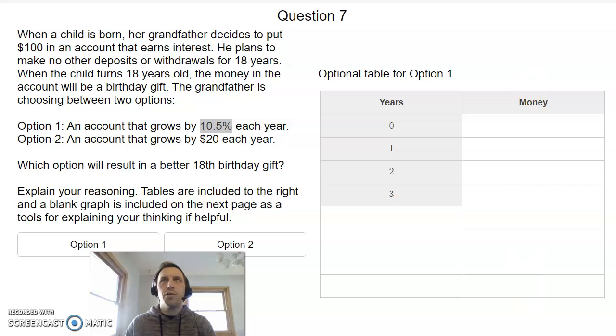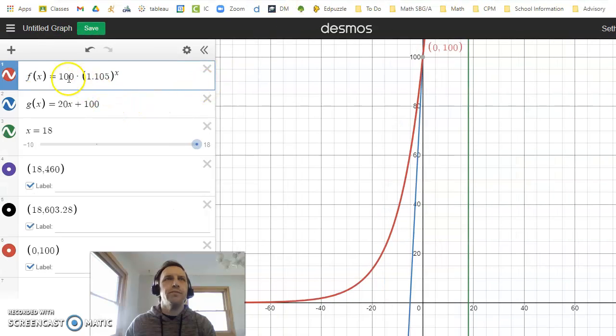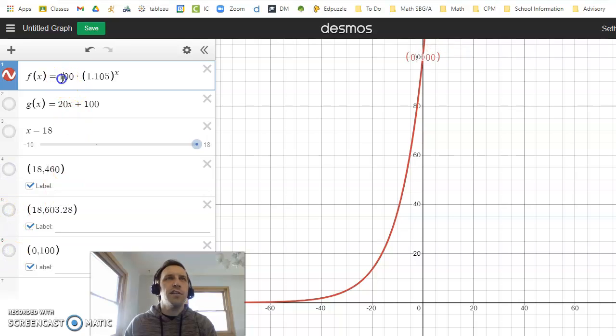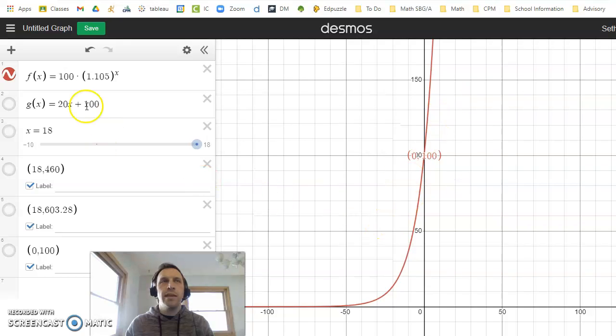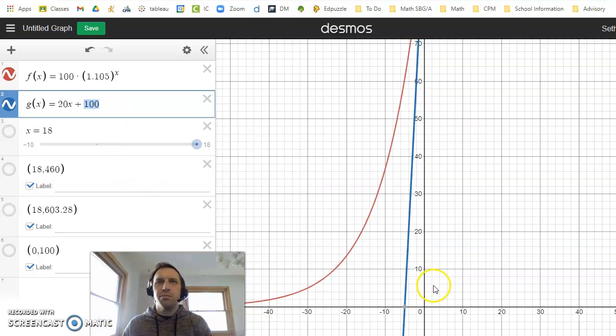So let's grab the graph that represents this. And I just want to show you, these are the 2 functions you should have been able to find. Right, this first function should be the $100 that they're starting with, and it's multiplying by 1.105, right? It's increasing by 0.105, 10.5%. And that's this red graph right here, okay? Then the second function, starting point is 100, but it's only going up by $20 each time. It's this linear function. And you can see it's this blue line right here.